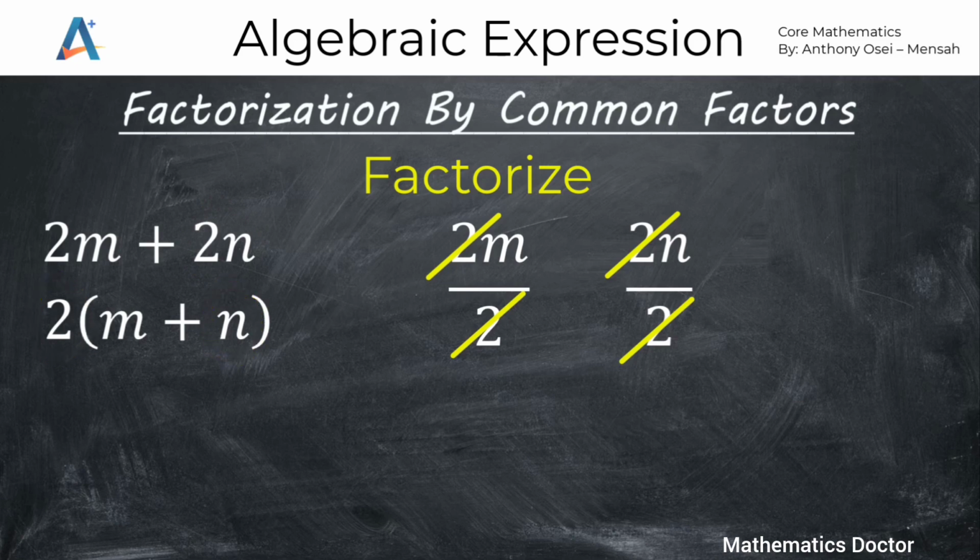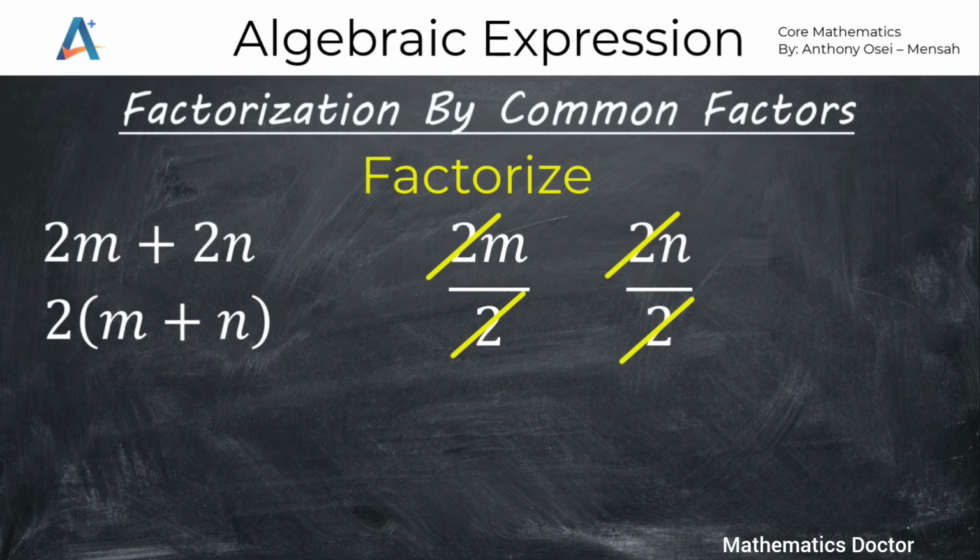Since this expression, which is 2 in bracket, m plus n, is our final answer, this becomes the factorized form of 2m plus 2n. Don't forget that under factorization, most of the final answers are left in the bracket. This shows the factorization has finally been done.